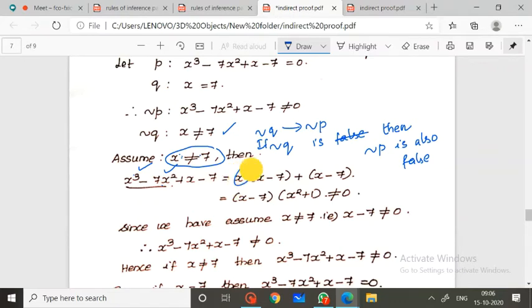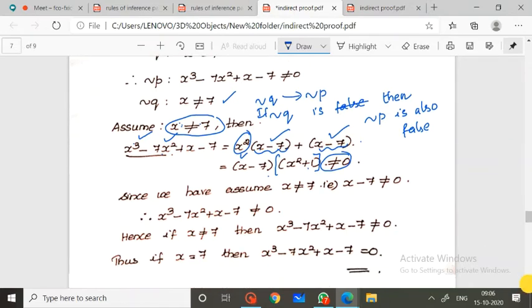From the first two terms we take x square outside. When we take it, what will come? x minus 7 plus again x minus 7 is there. Now from these two terms, can we take x minus 7 outside? When you take this x minus 7 outside, you will get x square plus 1. Then how can we say that this is not equal to 0? Can you say this is not equal to 0? Is it possible to say that?